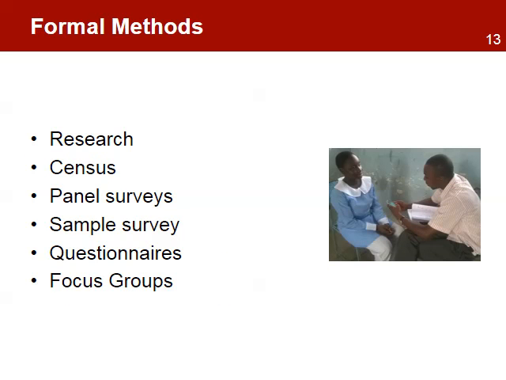Formal collection methods have more structure. They include research, census, panel surveys, sample surveys, questionnaires, and focus groups. These methods are more precise, they are more expensive, and require more time to collect them. If the project needs data more frequently to inform management and key stakeholders, then it can adopt to use formal methods. Most of these methods are used to collect quantitative data.